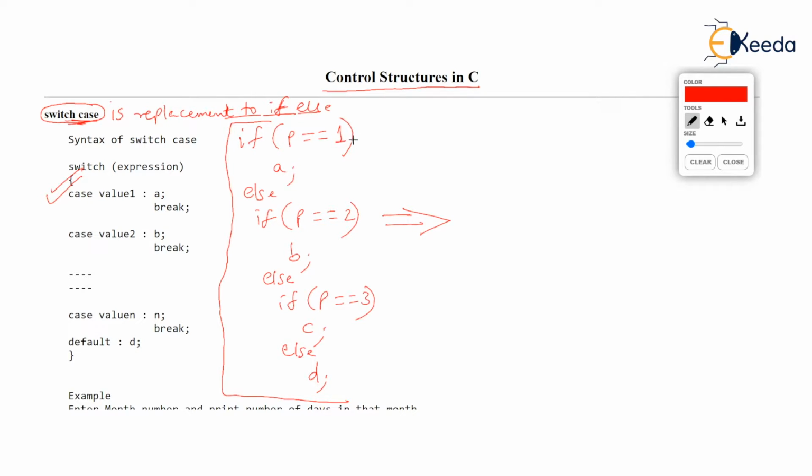But if p is not 1, then go to else and check another if. So the second if will be tested only if the first if is false. And if the value of the variable p is 2, then execute B. Otherwise, go to the third if, check if it is 3, then execute C. But if p is neither 1 nor 2 nor 3, then the last else will run, and the last else has no other option but to execute D. So the statement D will run if p is anything other than 1, 2 or 3. You know all this about nested if else; we have seen it in the previous video.